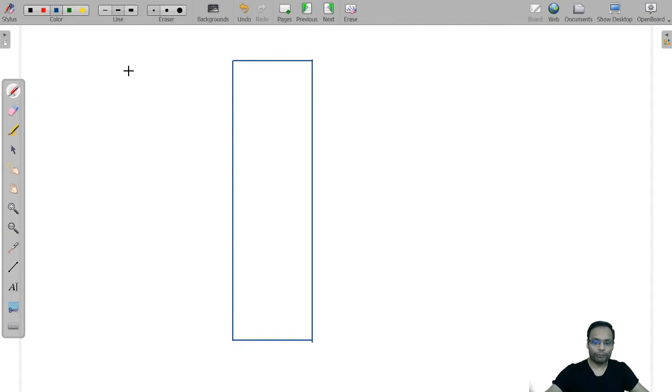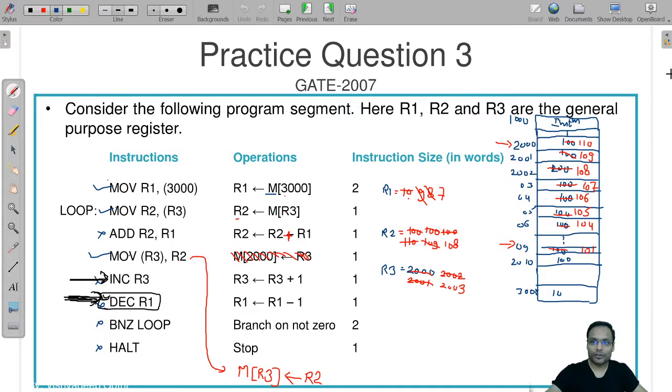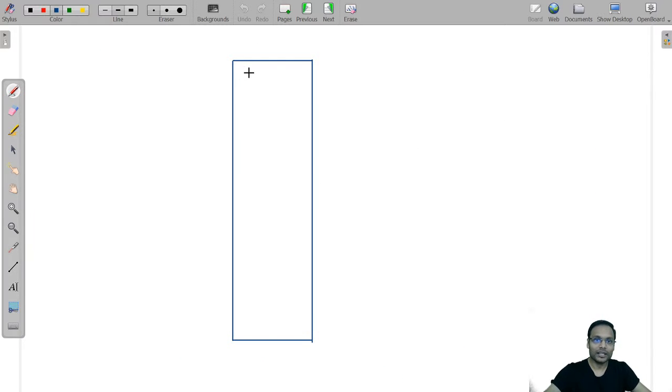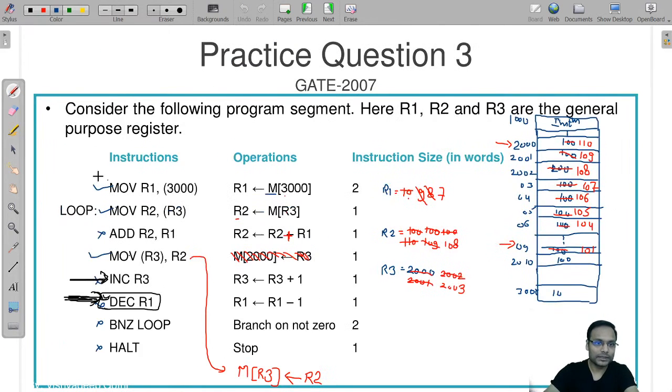Okay, so first of all, what is the starting address of instructions? Given that the program is loaded from 1000, which means the first instruction will start from address 1000 in the memory. For easy purposes, I'm just giving the numbers. Okay, so let me clear every single thing out. And I'm giving numbers to each and every instruction. This is my instruction number 1, 2, 3, 4, 5, 6, 7, and 8.